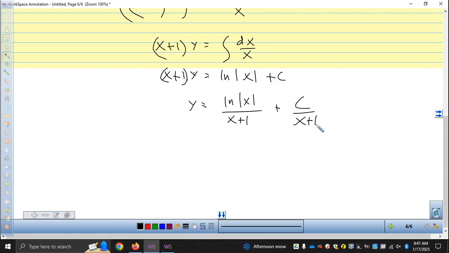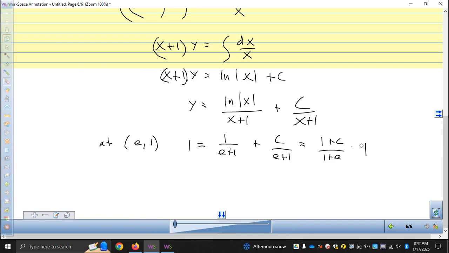And now we're going to apply our initial condition. So at, what is our point? (e, 1). At the point (e, 1), we have 1 equals 1 over (e plus 1) times natural log of e, which is 1, so 1 over (e plus 1) plus c over (e plus 1). So that's 1 plus c over 1 plus e, and that equals 1. So c equals e.